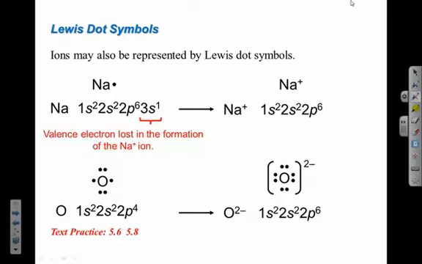The oxygen, to be stable, needs to pick up 2 electrons to make the same number as a noble gas. So instead of having 6, usually we would put in 8 around there if it has a -2 charge.